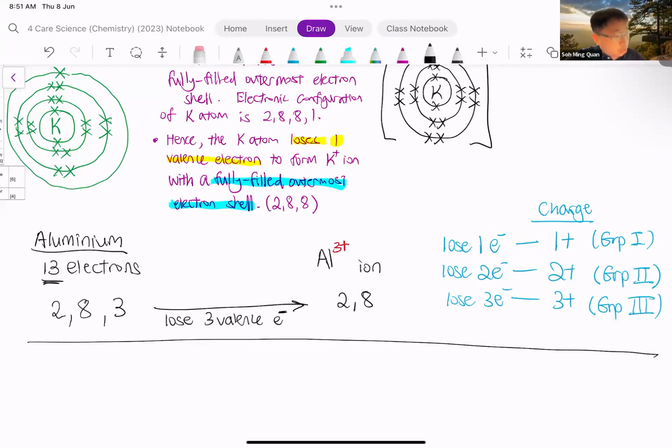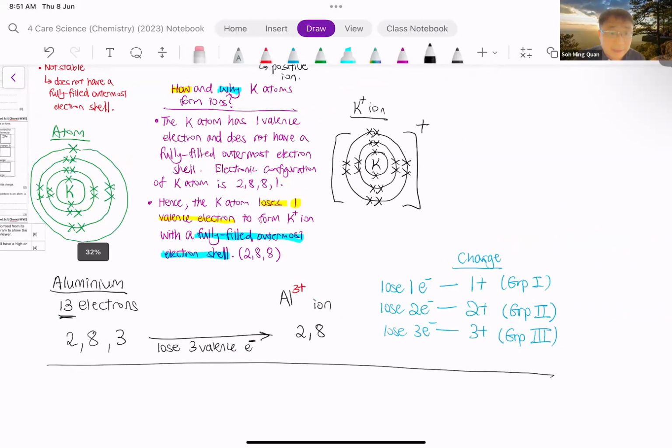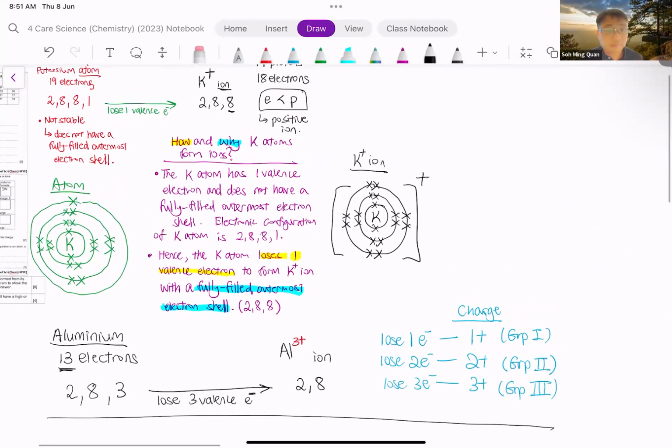So at this juncture, can we just check that you have copied down everything that is needed for aluminium and potassium? Once you are done copying down whatever is needed for aluminium and potassium and how they form their ions, please give me a thumbs up so that I know you're done.